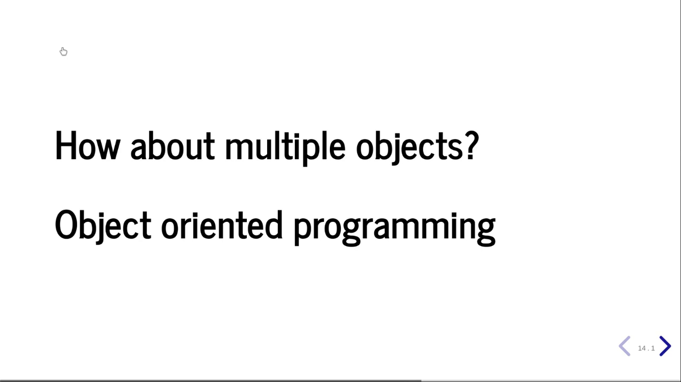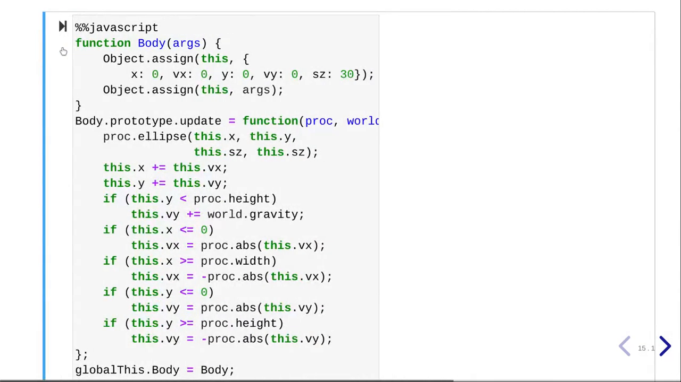To do that, we're going to use object-oriented programming to refactor the code a little bit. Instead of having the global variables x, y, vx, vy, we wrap them into an object. We call the object a body. And body has properties like x, vx, and y, vy, and a size. The body class also has an update function, which updates its position as well as speed.